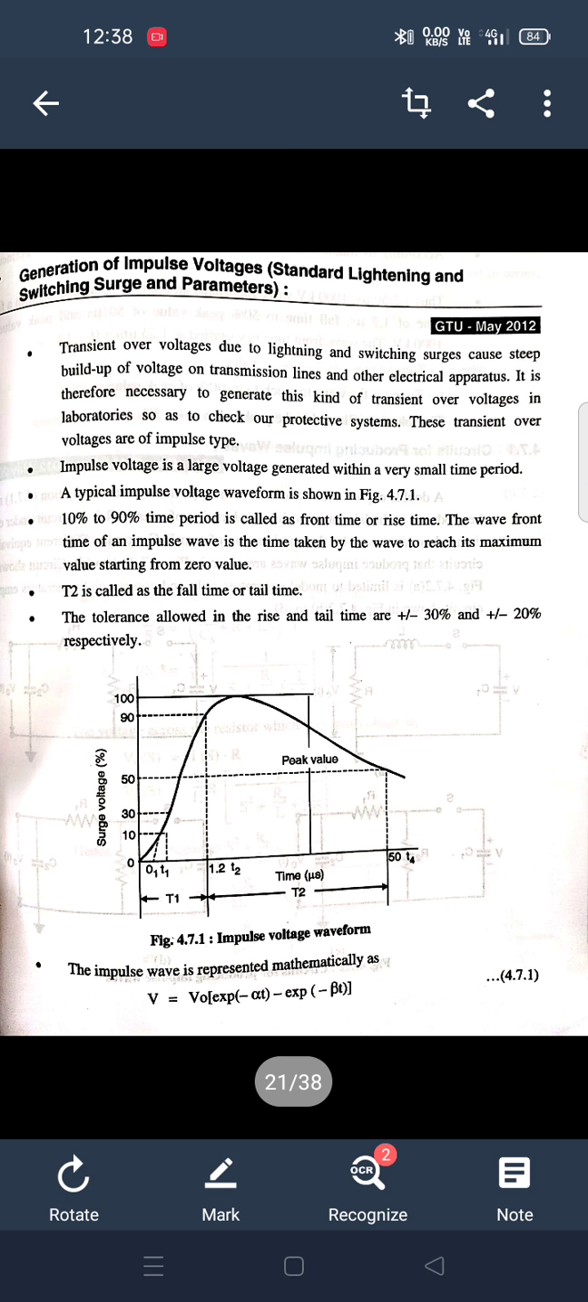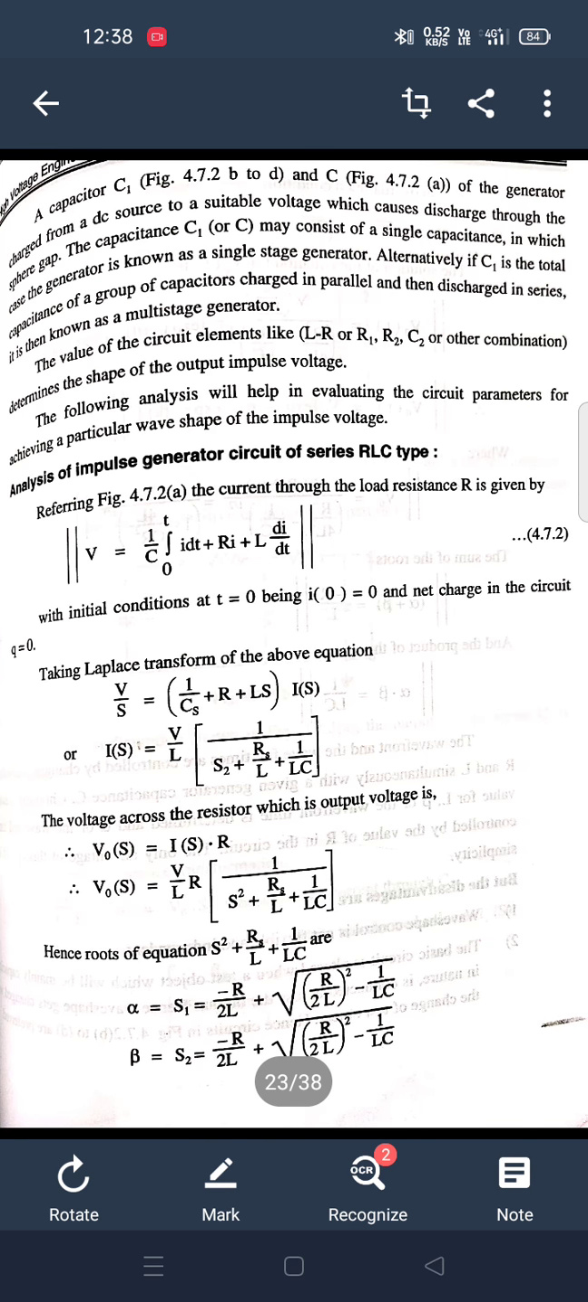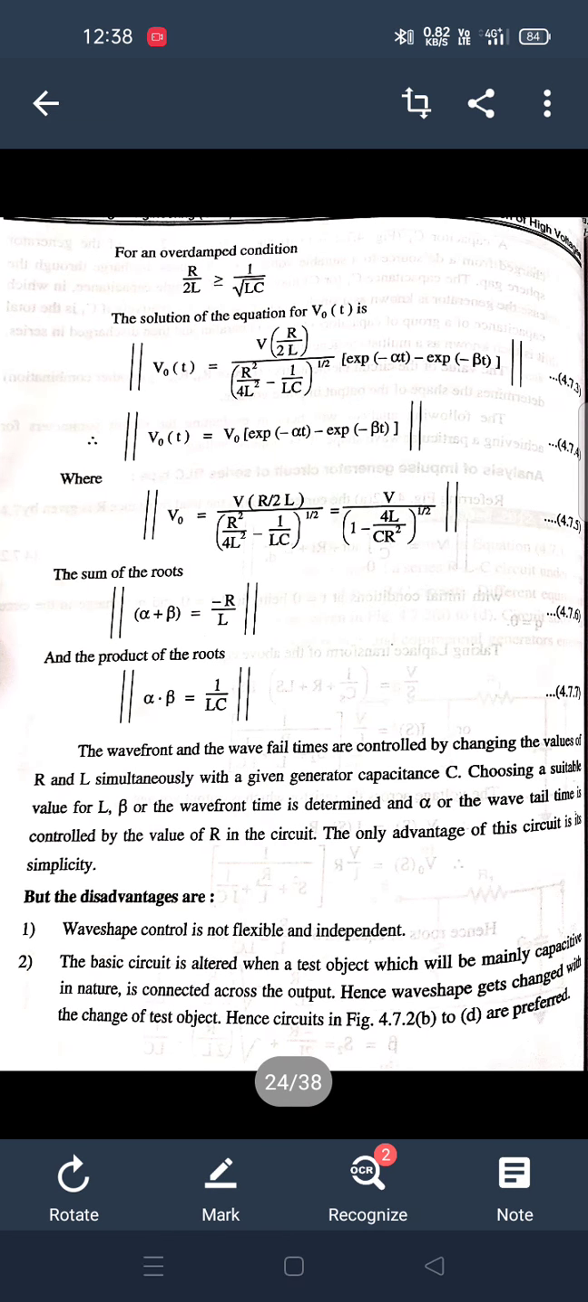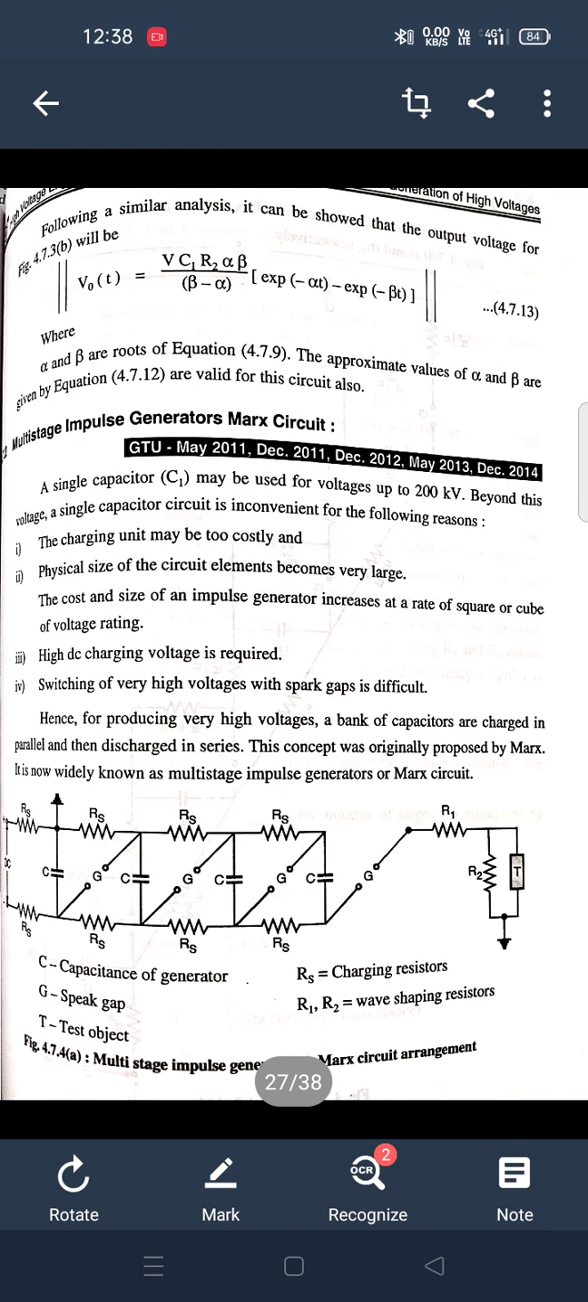Yesterday we saw the generation of impulse voltages, some circuits for producing impulse waves, and their behavior and equations, right? So today we will see the multi-stage impulse generator. We can also call it the Marx circuit.